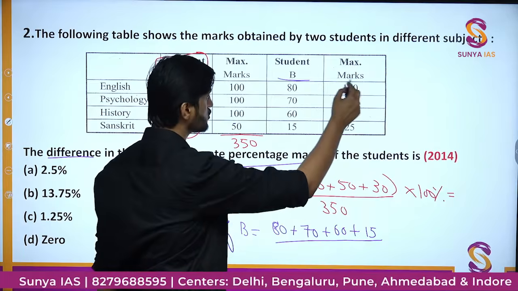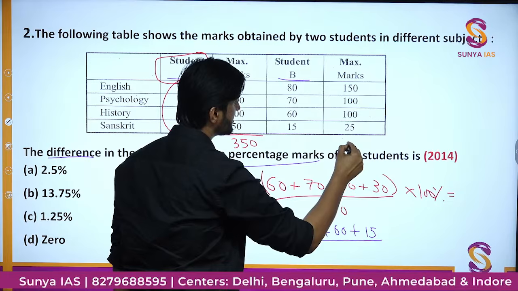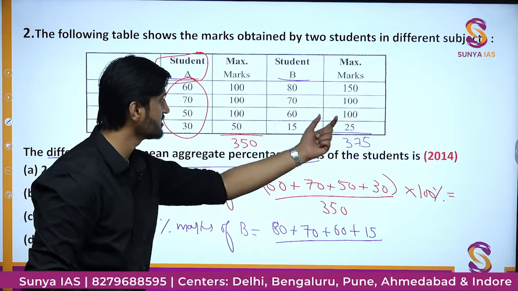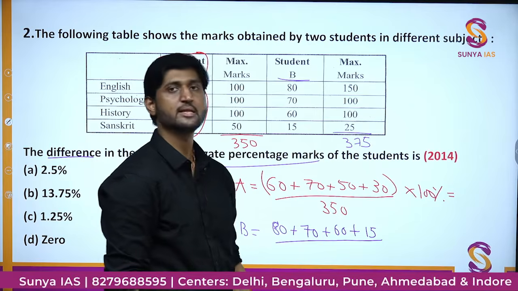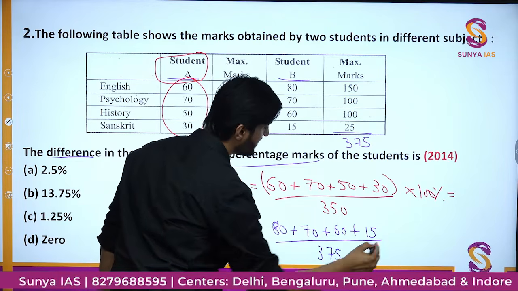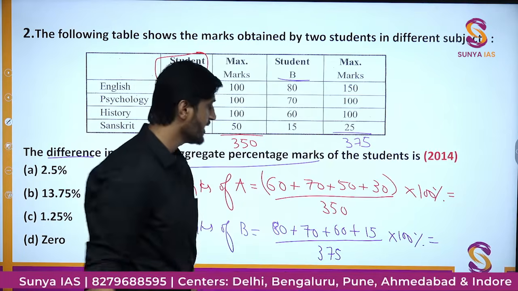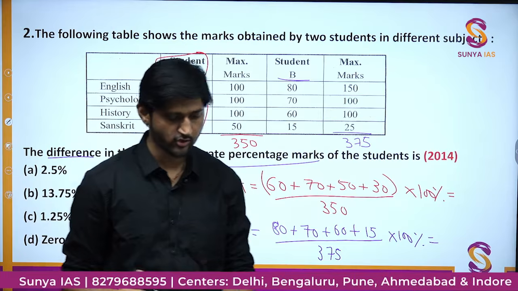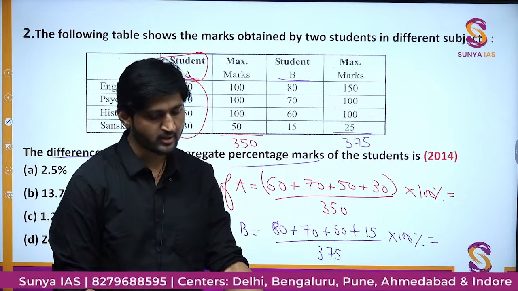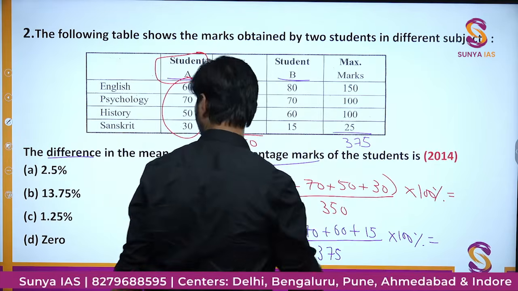So here if you total the maximum marks, you will get 375 actually as the total. Okay, 150 plus 100 plus 100 plus 25, that would be basically 375. And so here the denominator is going to be 375. You have to just multiply with 100. And now you have to calculate the value which we are getting and how much the value comes out to be. So here you will get 60% after all final calculation.